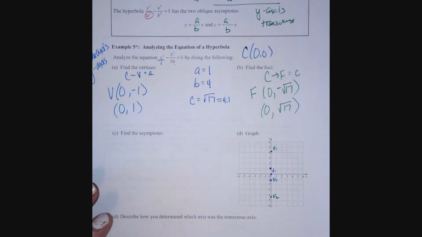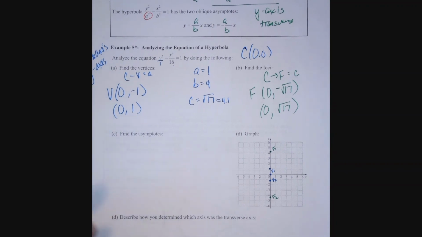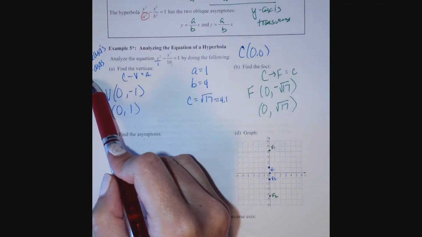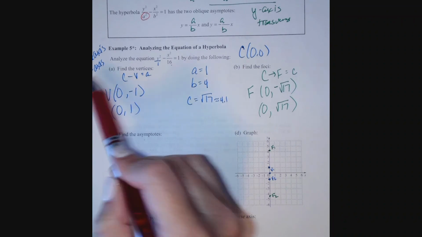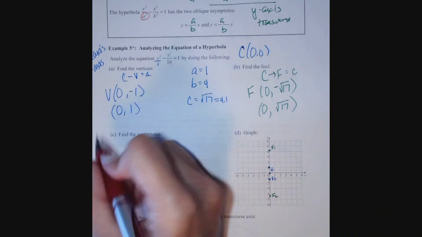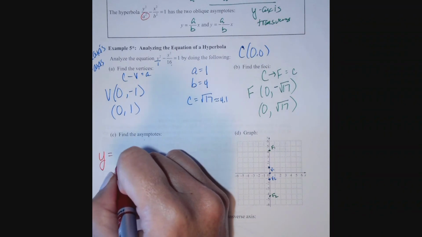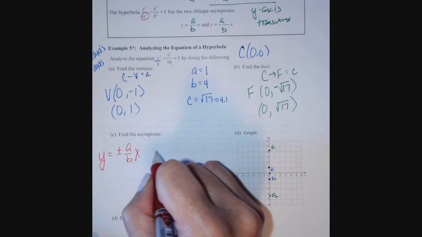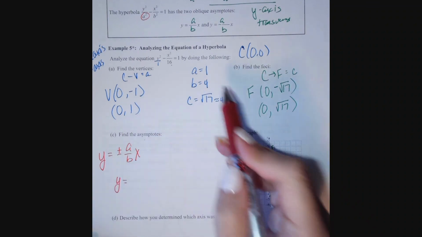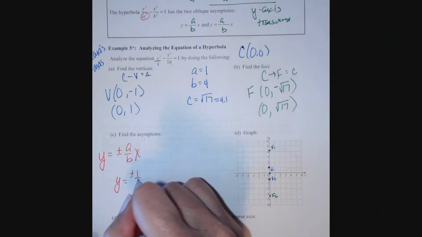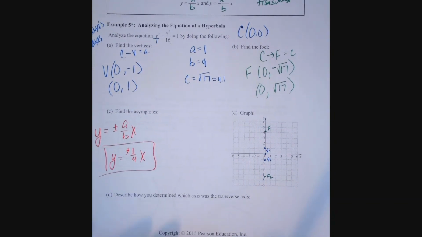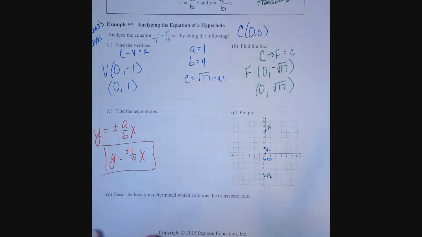We can build our box and sketch our asymptotes. We're going to do this a couple of ways. First, we're going to find the equation of the asymptote. The equation of the asymptote, where our y-axis is transverse, we're going to use this value, a over b. So our asymptotes are going to be plus or minus a over b times x. So the equation for this, we have y equals plus or minus 1/4 x. So our oblique asymptotes have a slope of 1/4, positive 1/4 and negative 1/4.